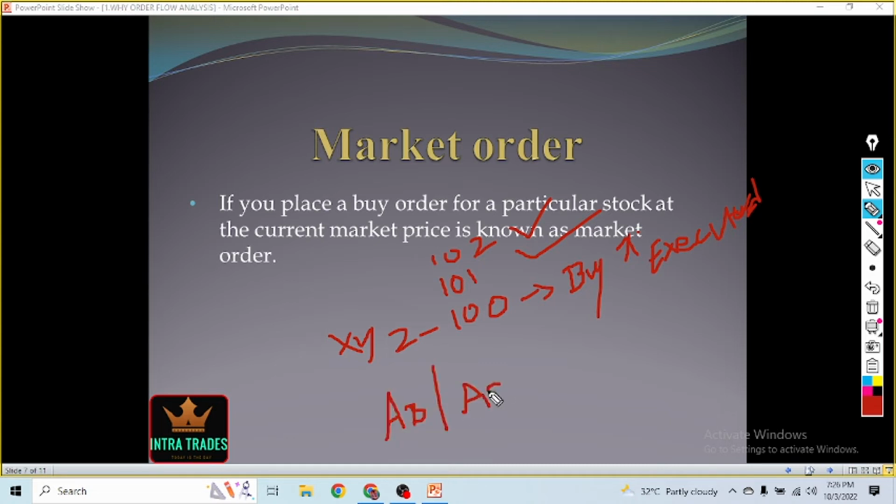Order flow analysis will give us this executed order information only. It will not show us the limit orders. Only the executed orders can move the market, right? Do you agree with me? Only the executed orders can move the market either up or down, whatever the direction is. Hope you agree with me on this point.